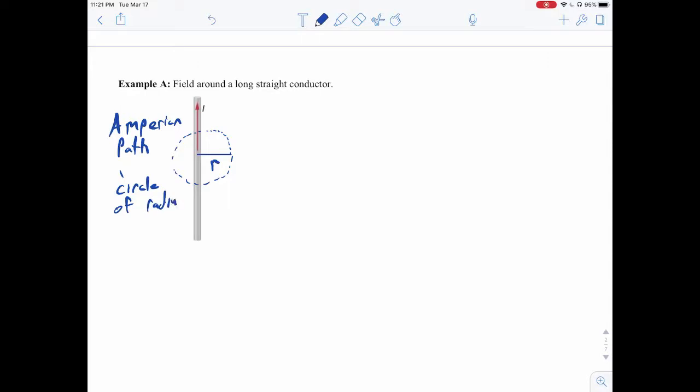And when you use Ampere's law, 90% of the time, unless you're doing a solenoid, you're going to have an Amperian path which is a circle of radius r. So that's step one, to actually choose an Amperian path, which is mostly the circle. And then step two is just to write Ampere's law. This is important because the AP exam does give you a point for just writing Ampere's law. And there it is: the integral of the closed loop of B dot dl equals mu sub 0 I enclosed.